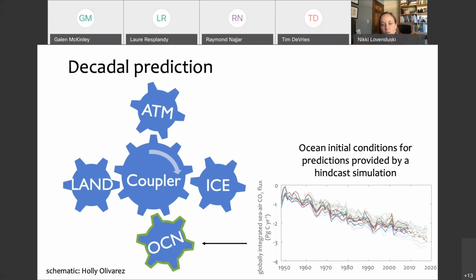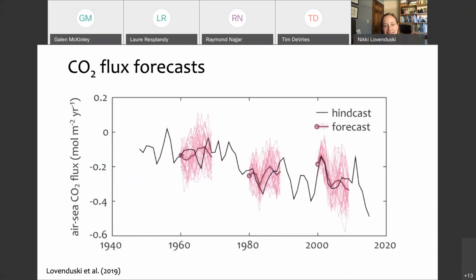The reason why this matters, can you go to the next slide, please? The reason why this matters for our working group is because when you initialize the model, you're generally initializing some state in the past to see how well your forecast model can predict what actually happened. So here's an example of how you might do that.